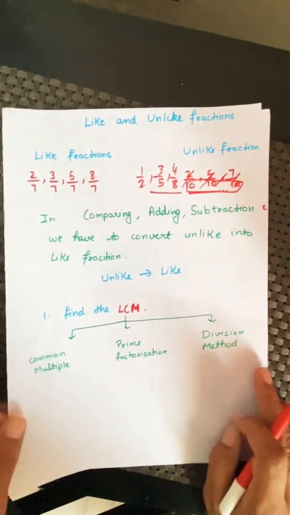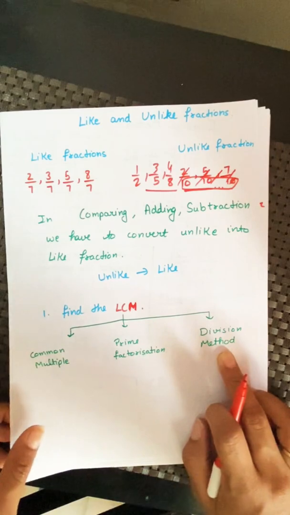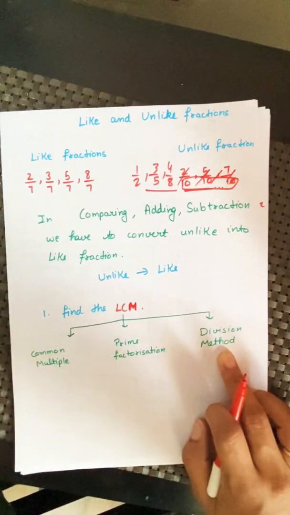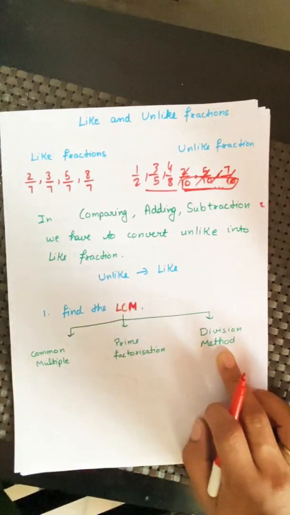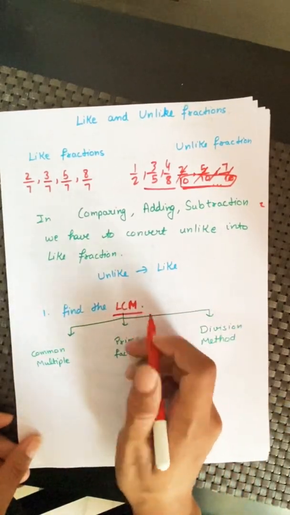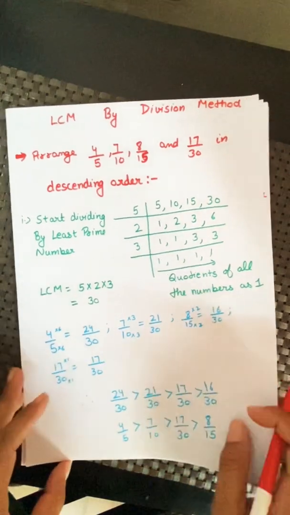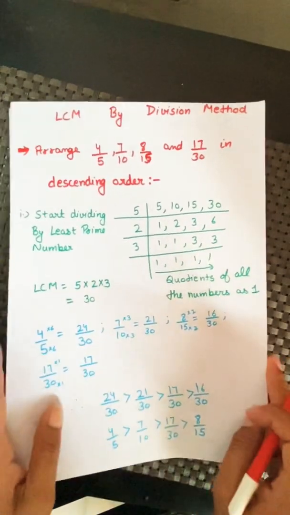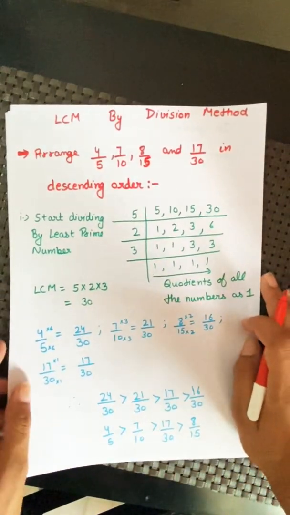So first of all let's study how we are going to do it with the division method. Then we are going to find how we can convert the unlike fractions into like fractions with the help of LCM, and after that we are going to compare and add or subtract. So first let's move with the LCM. Along with the LCM, in this example I am also going to explain how you can convert unlike to like fractions.